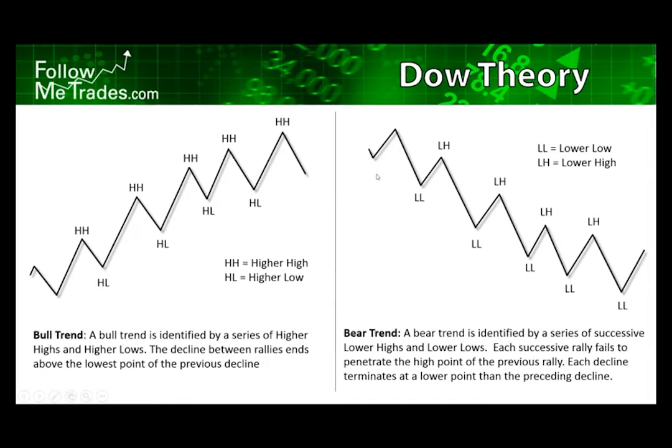So Dow theory, this is a real simplified view of Dow theory, but I like to simplify it and just pick out the part that can really help me in my trading. As you can see, a simple part of Dow theory tells us that a bull trend is a series of higher highs, higher lows, higher highs, higher lows. And as long as that pattern holds, the bull trend is in effect. And opposite of that is the bear trend. As long as we're making lower lows, lower highs, lower lows, lower highs, the bear trend is in effect.